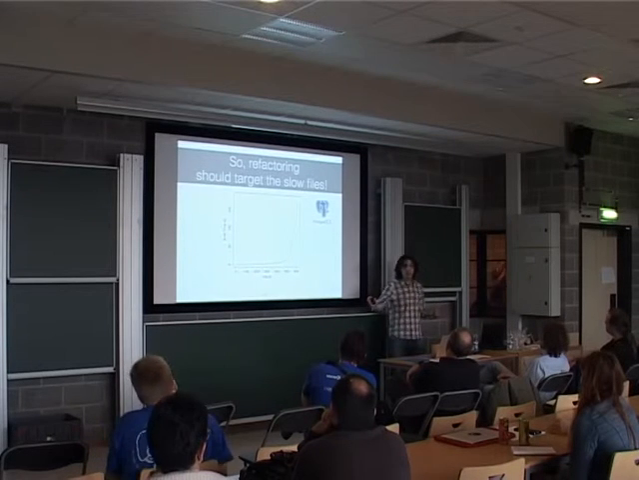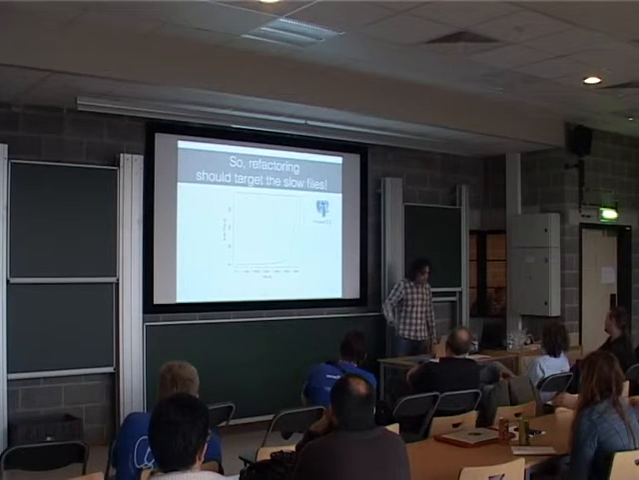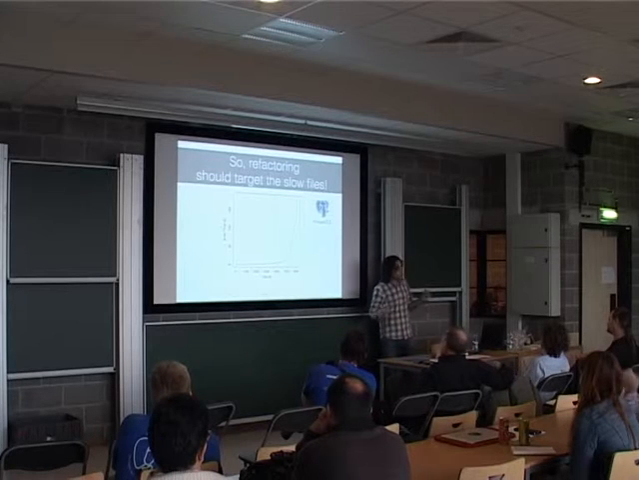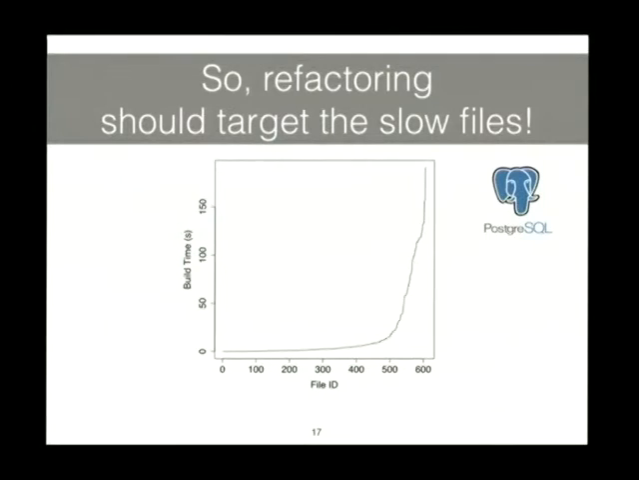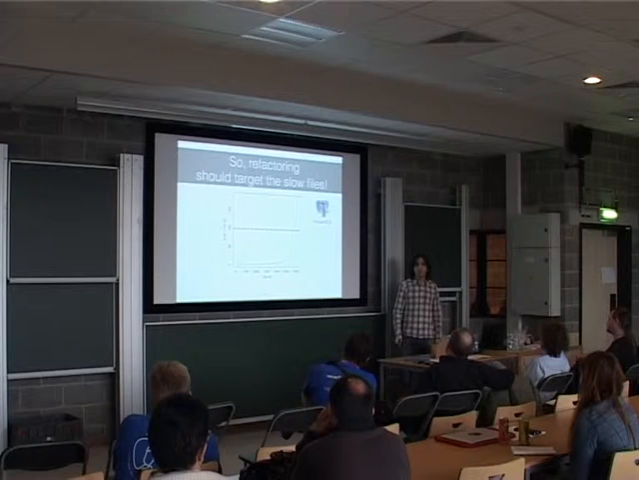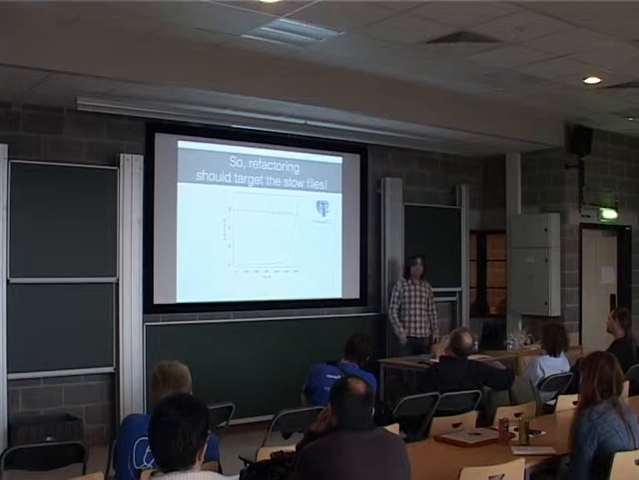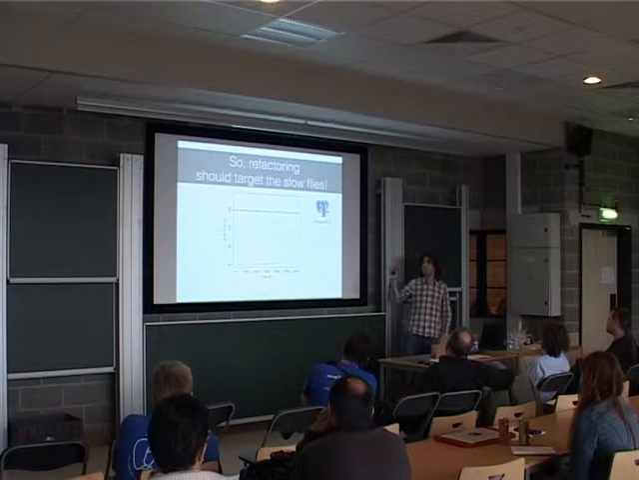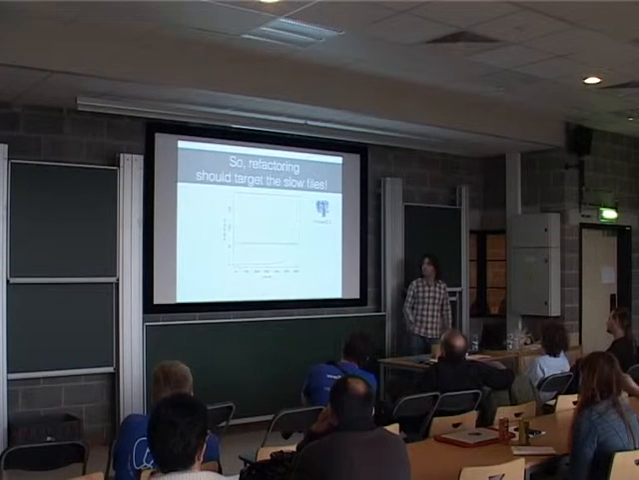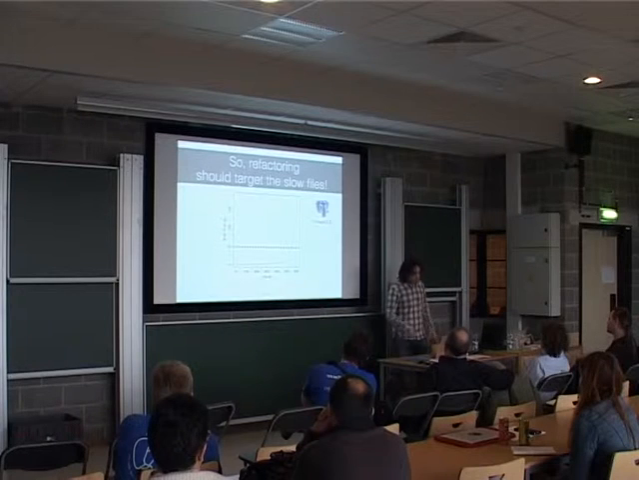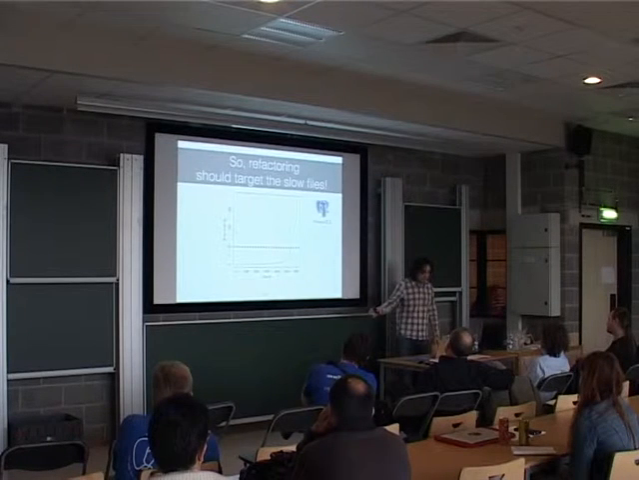We can sort this stuff, we can find the files that are really slow to rebuild. All we have to do to find the stuff you should focus on for refactoring is just draw a simple line. I don't want to wait more than 100 seconds for my code to rebuild, so everything above this line, I need to look at refactoring. Or maybe you're more patient than me and you say 150 seconds, or maybe you're less patient and you say 50 seconds. But either way, all we have to do is draw a line.